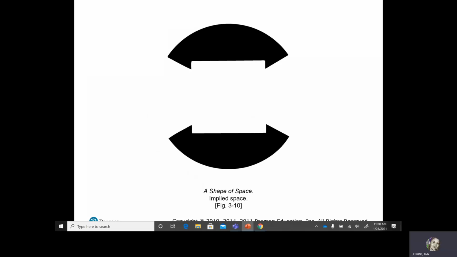There's a shape of space. We have implied space. The square looks like it's receding.